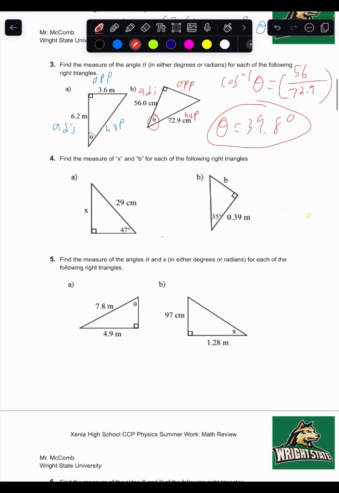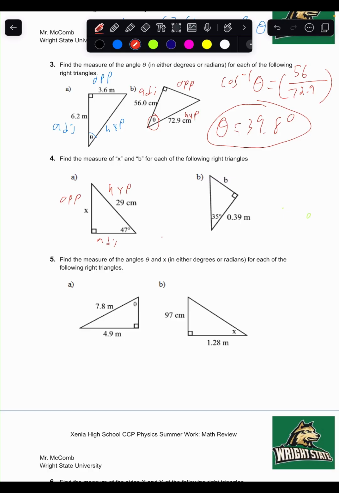Okay, so let's look at the next question. I want to find the measure of x and b for each of the following right triangles. This is a similar process to what we did a couple questions ago. I have my angle, I have my two sides. I want to find a side given a side at an angle. So I've got this angle here. I've got its adjacent side here. I've got its opposite side here. I've got its hypotenuse here, the diagonal.